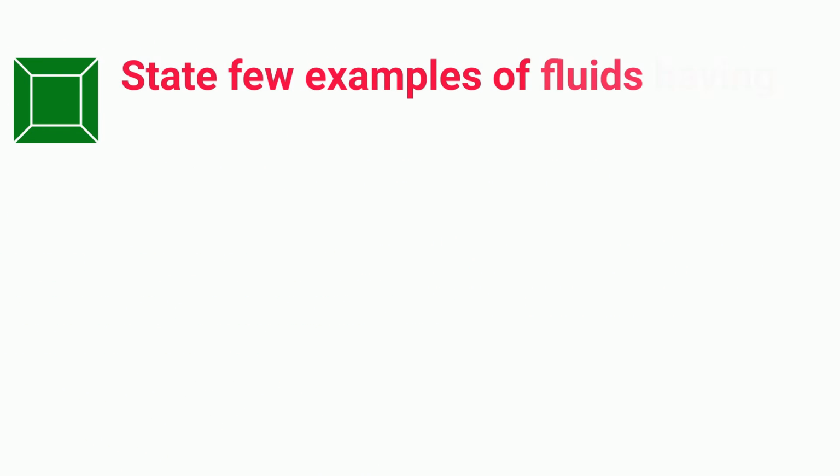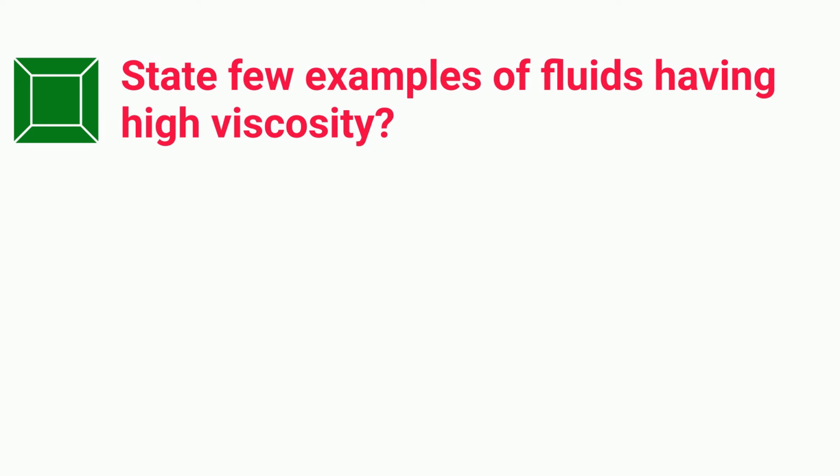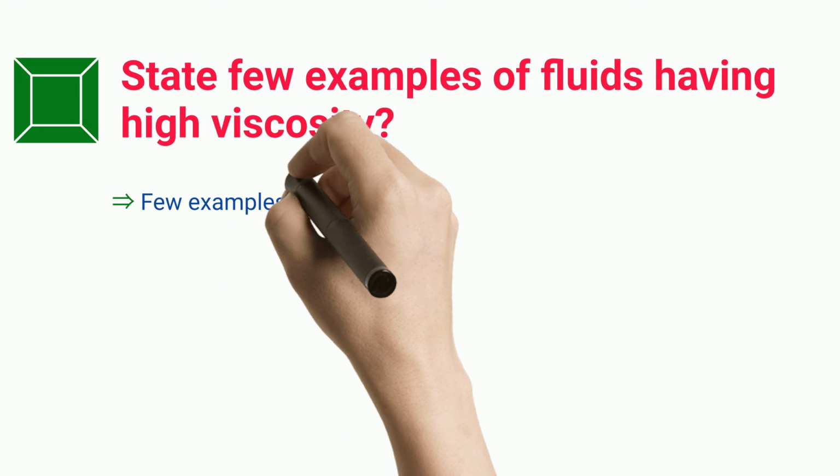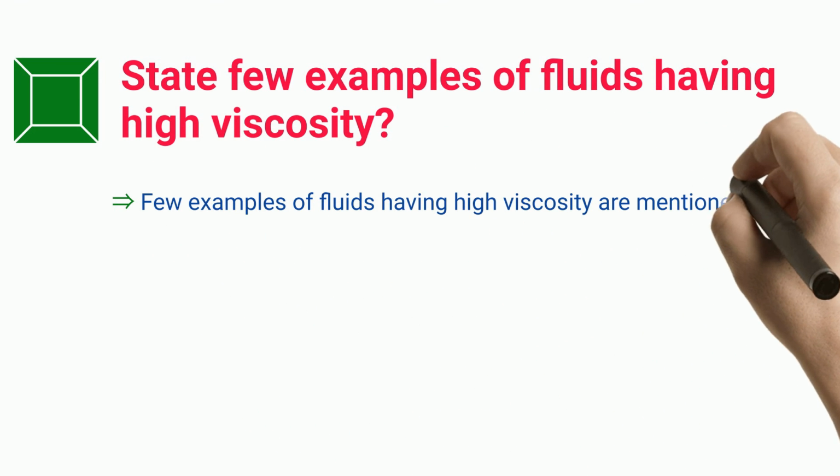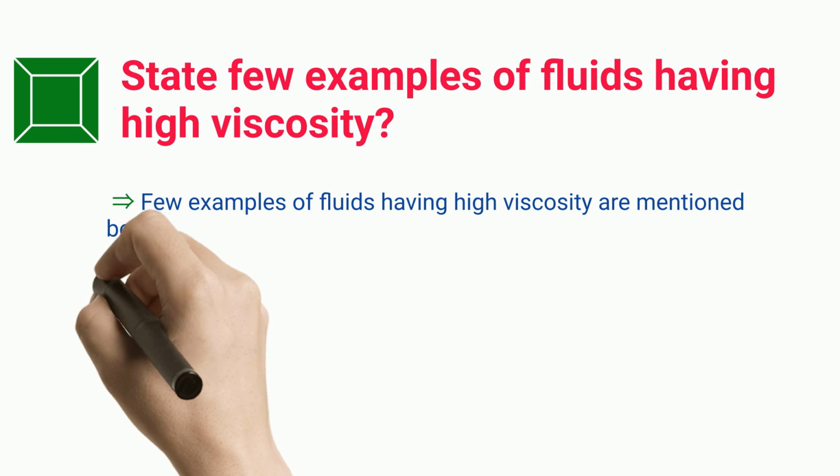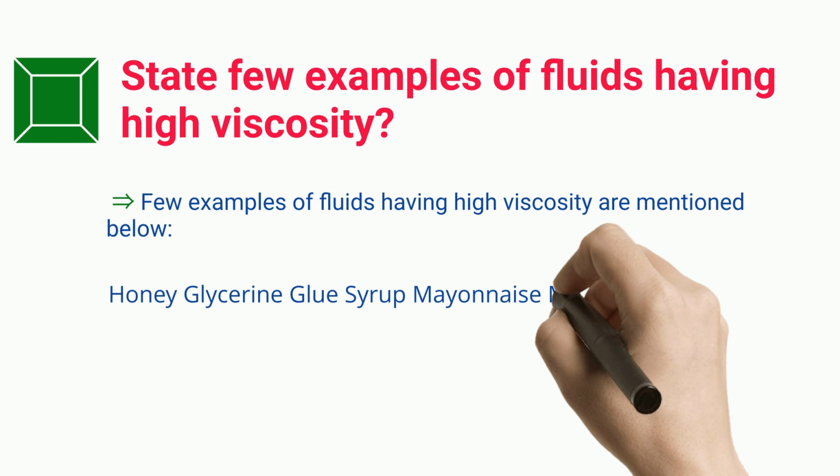State a few examples of fluids having high viscosity. A few examples of fluids having high viscosity are mentioned below. Honey, glycerin, glue, syrup, mayonnaise, molasses.